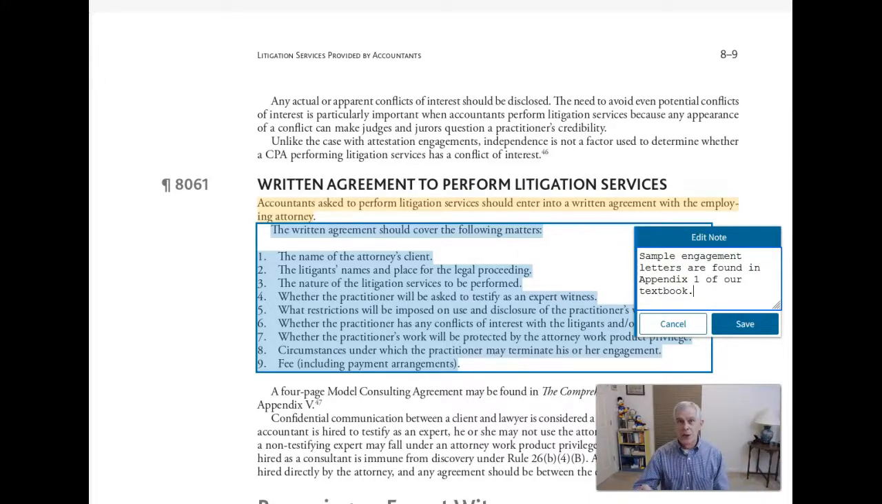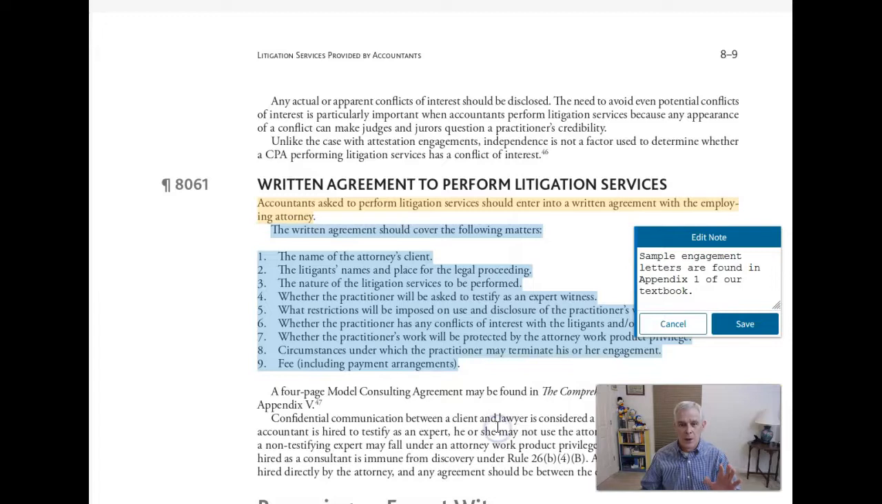So you're telling the attorney, here is my agreement between you and me. It is very, very important to put this in writing and make sure everyone understands exactly what work you're going to do.